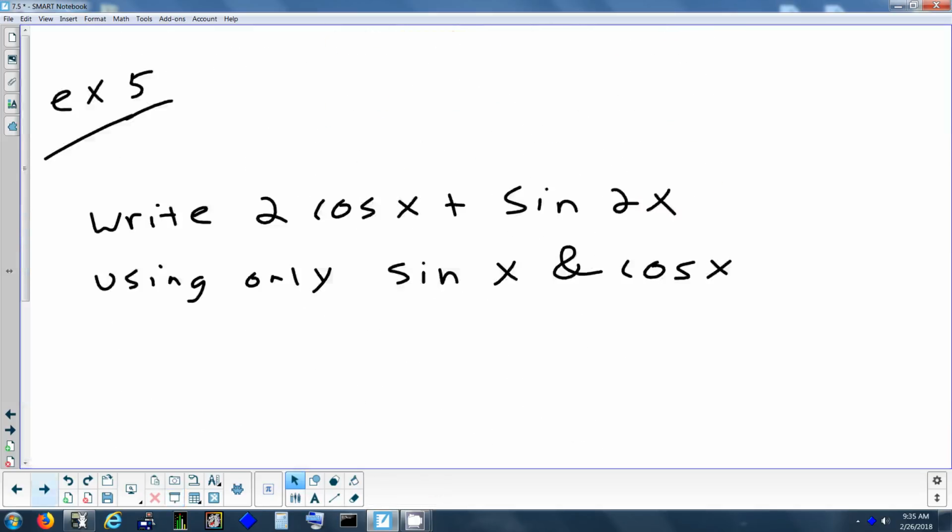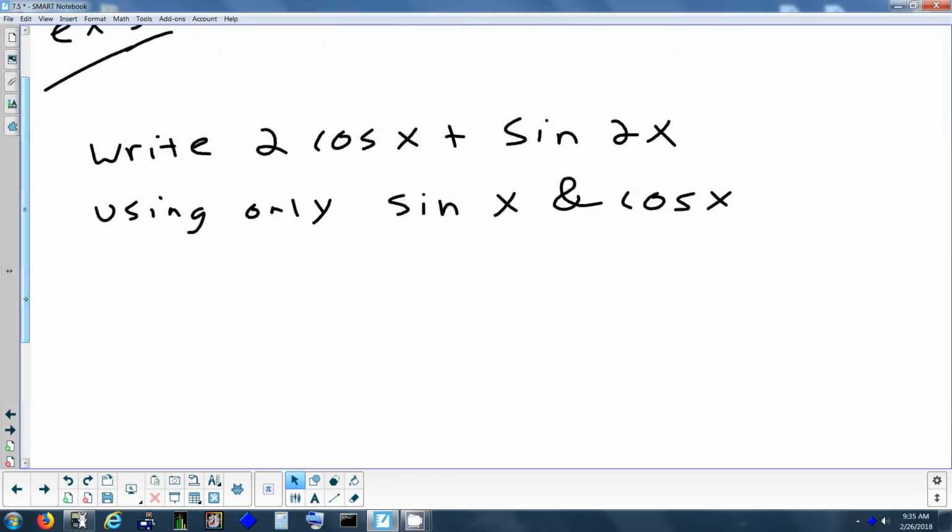Okay. So what the double angle identities are going to allow us to do is a problem like this. This problem says to rewrite using only sine and cosine.